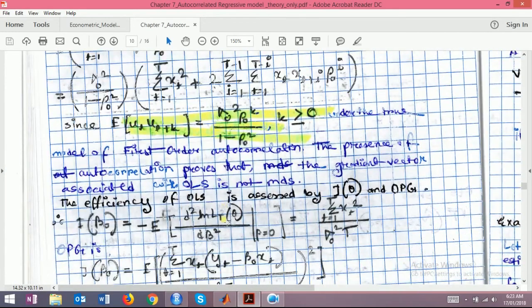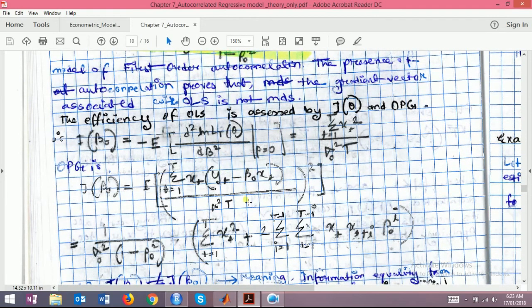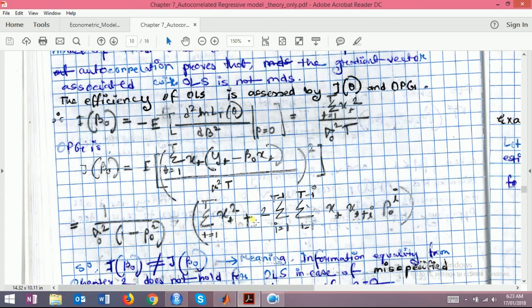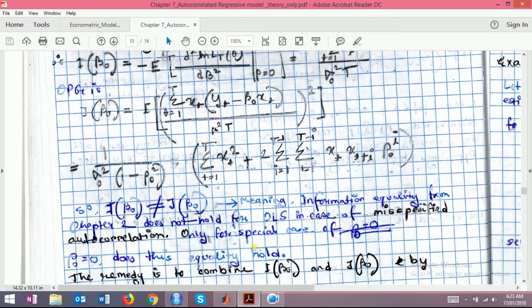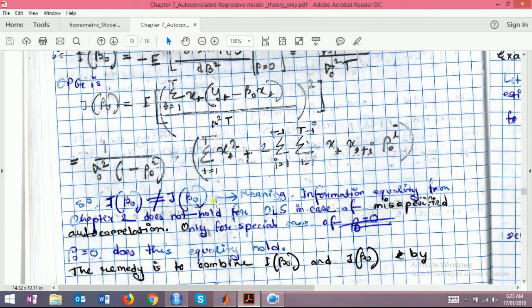So how did this come? I beta naught is x square divided by sigma naught square, or xt yt minus xt transpose yt minus beta naught xt whole square. We're doing OPG now, divided by sigma naught square, or we take it out and we have x square plus 2 sum over i equals 1 to t minus 1, sum over t equals 1 to t minus i, xt plus i, rho naught i. Okay, these are the elements where we saw that the information matrix and the OPG don't equalize, they are not the same.